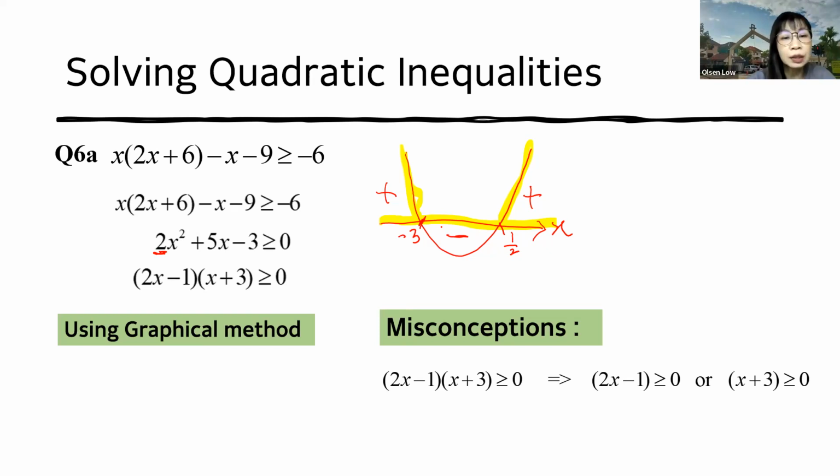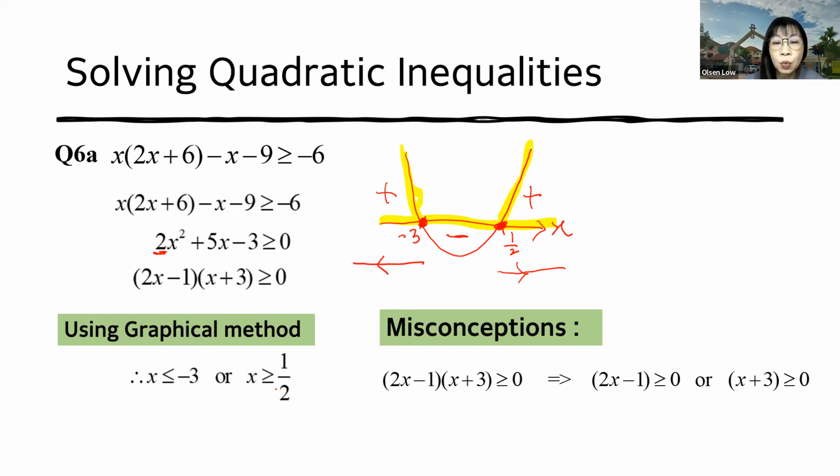Given this, if we want to write down the solution, it means that the values of x are from this point onwards. Similarly, we have the other segment, that is, the range of values of x is from this point onwards. Given this result, we get the answer: therefore x is less than or equal to -3, or x is greater than or equal to a half.